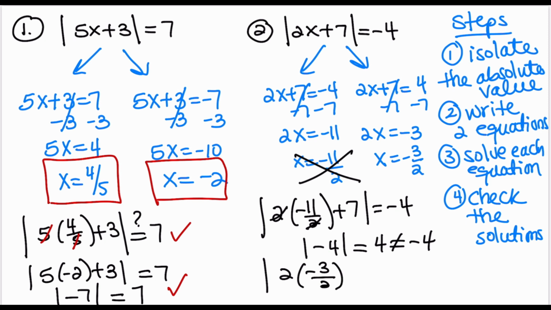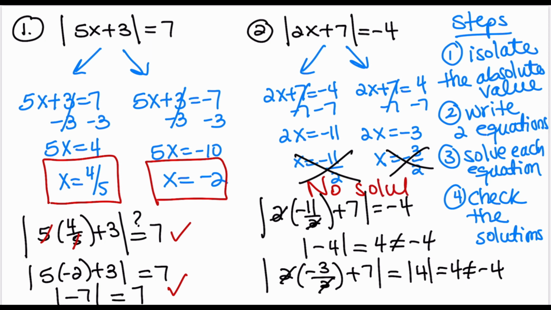I do the same thing with the negative 3 over 2. 2 times negative 3 over 2 plus 7 is going to give me, here the 2's will cancel, negative 3 plus 7 is 4, and the absolute value of 4 is positive 4, not equal to negative 4. So once again, here I should be able to tell, even if I went through the entire process, that there's actually no solution for this problem.